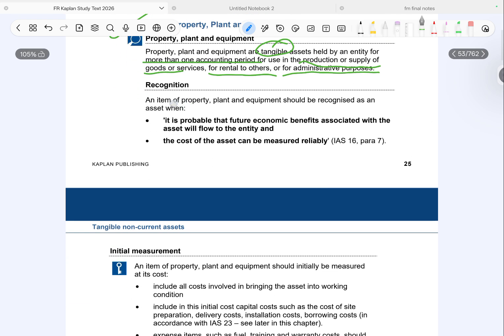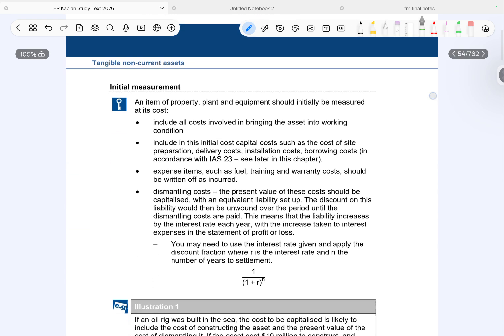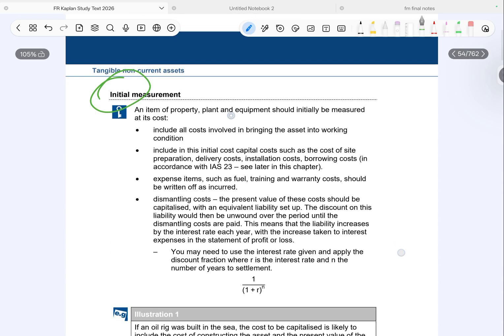An item of PPE should be recognized as an asset when it is probable that future economic benefits associated with the asset will flow to the entity, and the cost of the asset can be measured reliably. So we are certain that we will receive some economic benefits from this asset in the future, and that we can factor in the cost of the asset reliably. So initial measurement: an item of PPE should initially be measured at its cost.